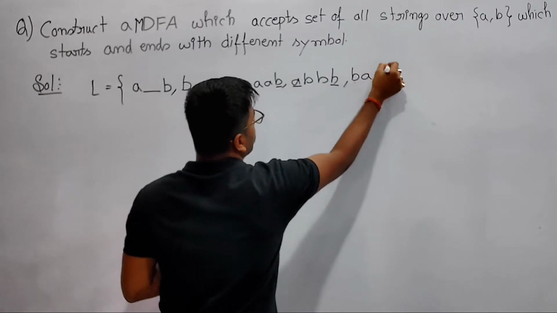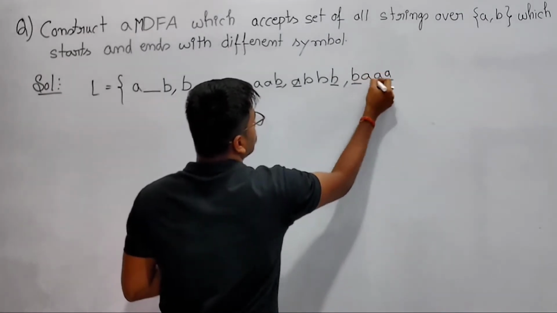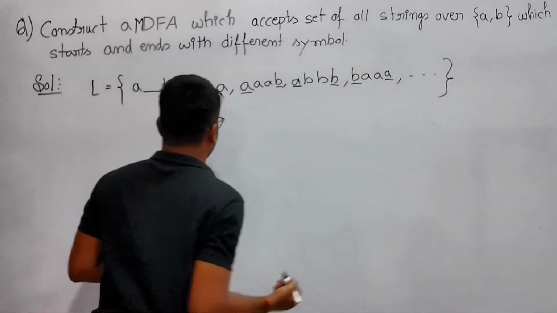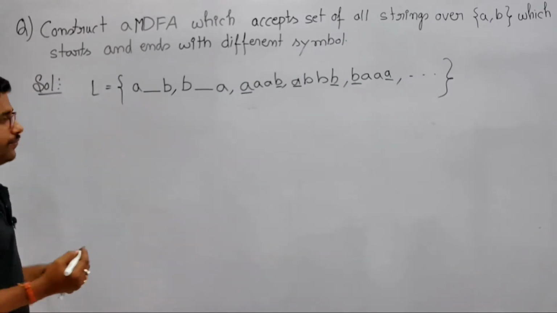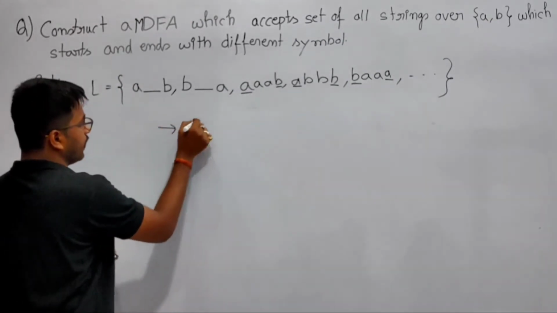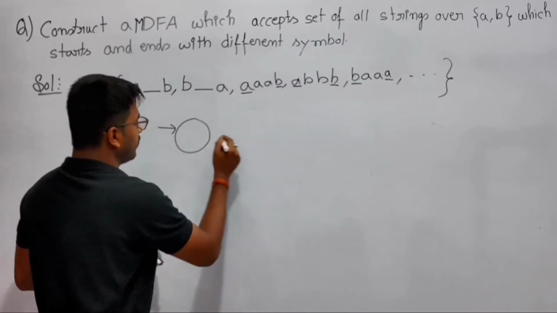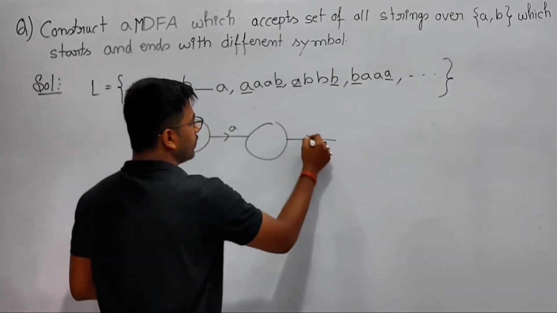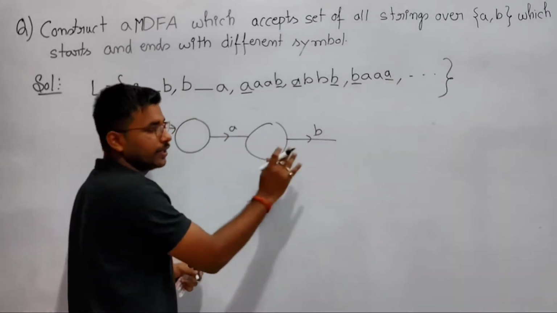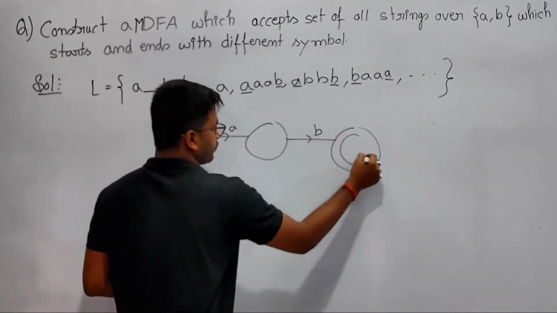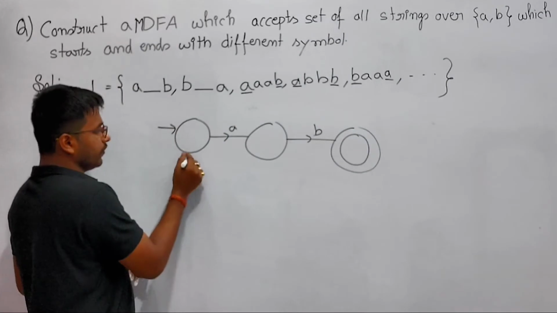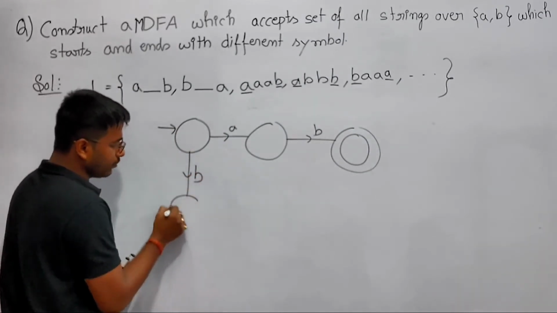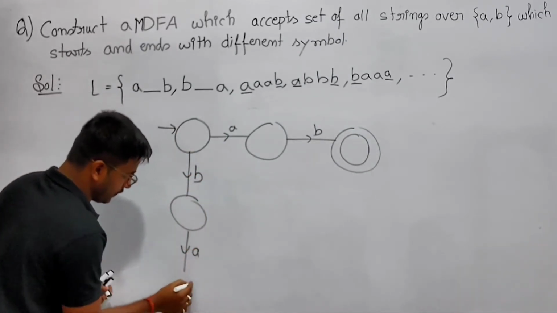B, A, A. It starts and ends with different symbols. So for this we have to construct a minimal DFA. So what we will do? Here I will construct: if it is starting with A, I will go there. If it is starting with A, it should end with B, exactly. Okay. So if it's starting with B, it should come here, then it should end with A, like this.